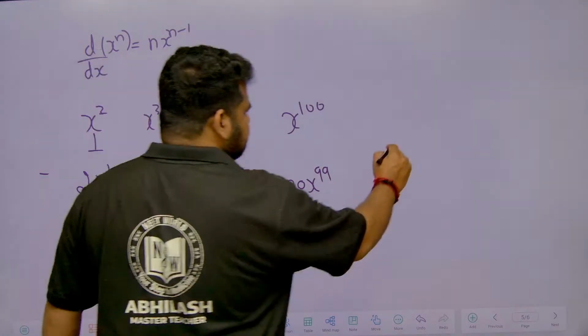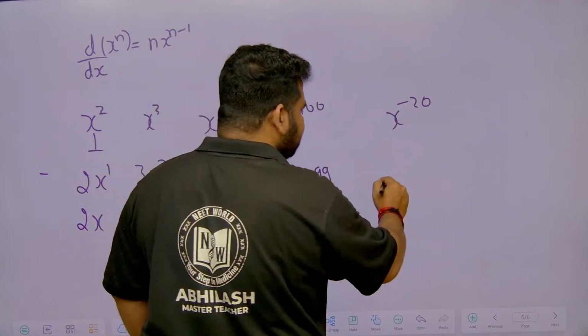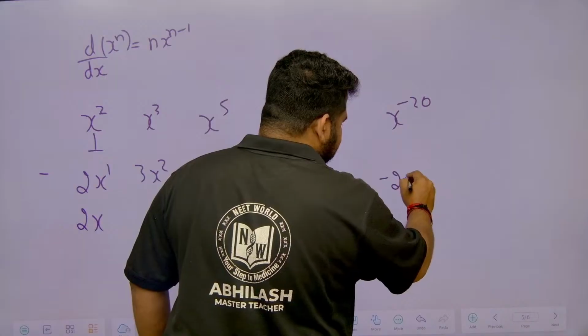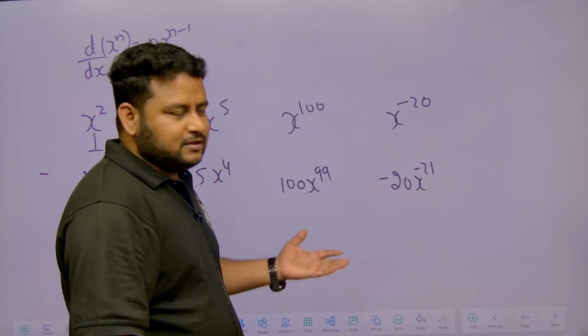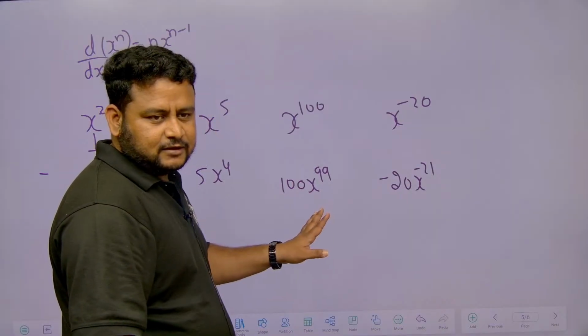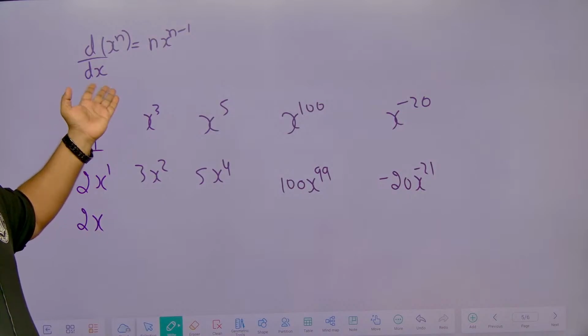Suppose you are having x to the power of minus 20, what will you do? Minus 20 will come down, and x to the power of minus 20 minus 1 is minus 21. That's all. So that is the application of this first formula.